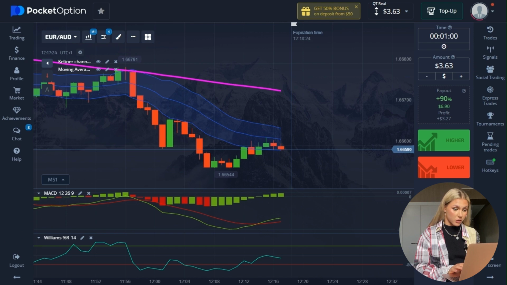And another trade has closed. Let's acknowledge that and put it a little over $3 for our next investment.